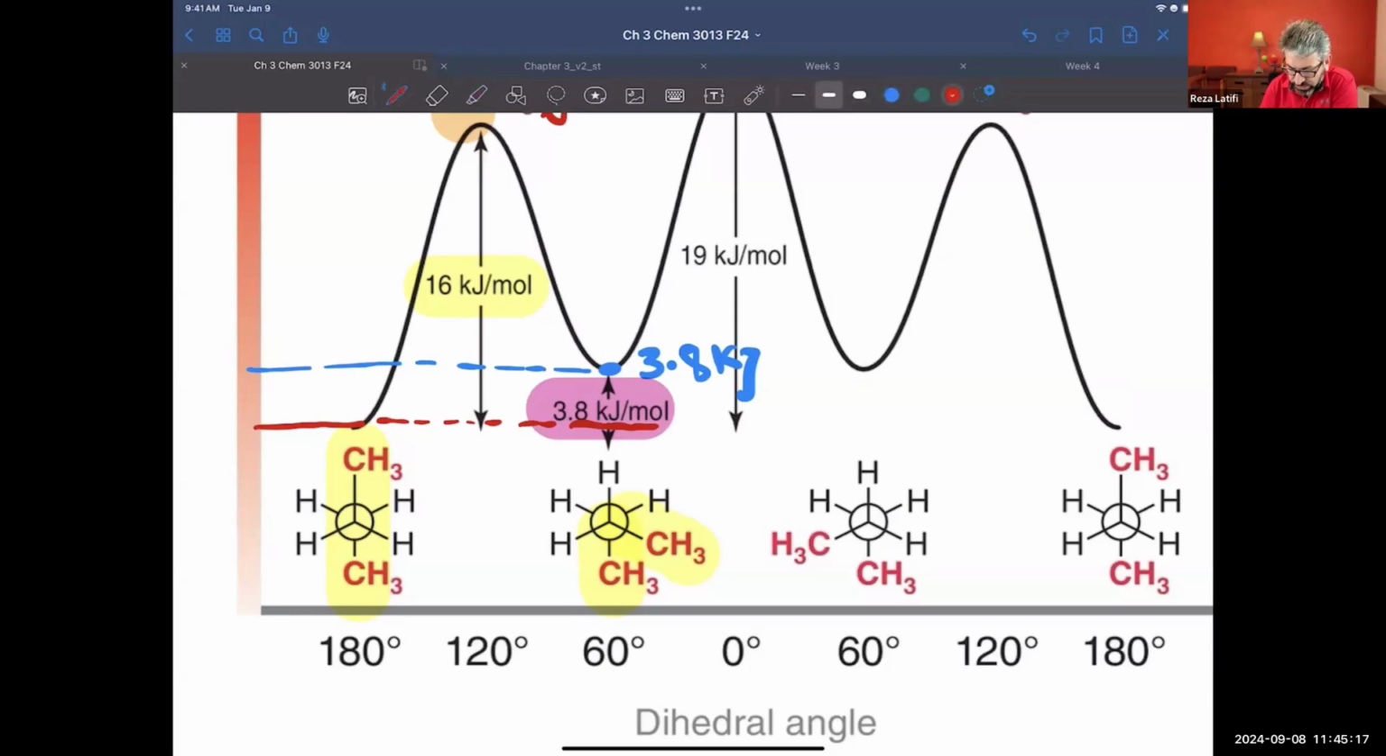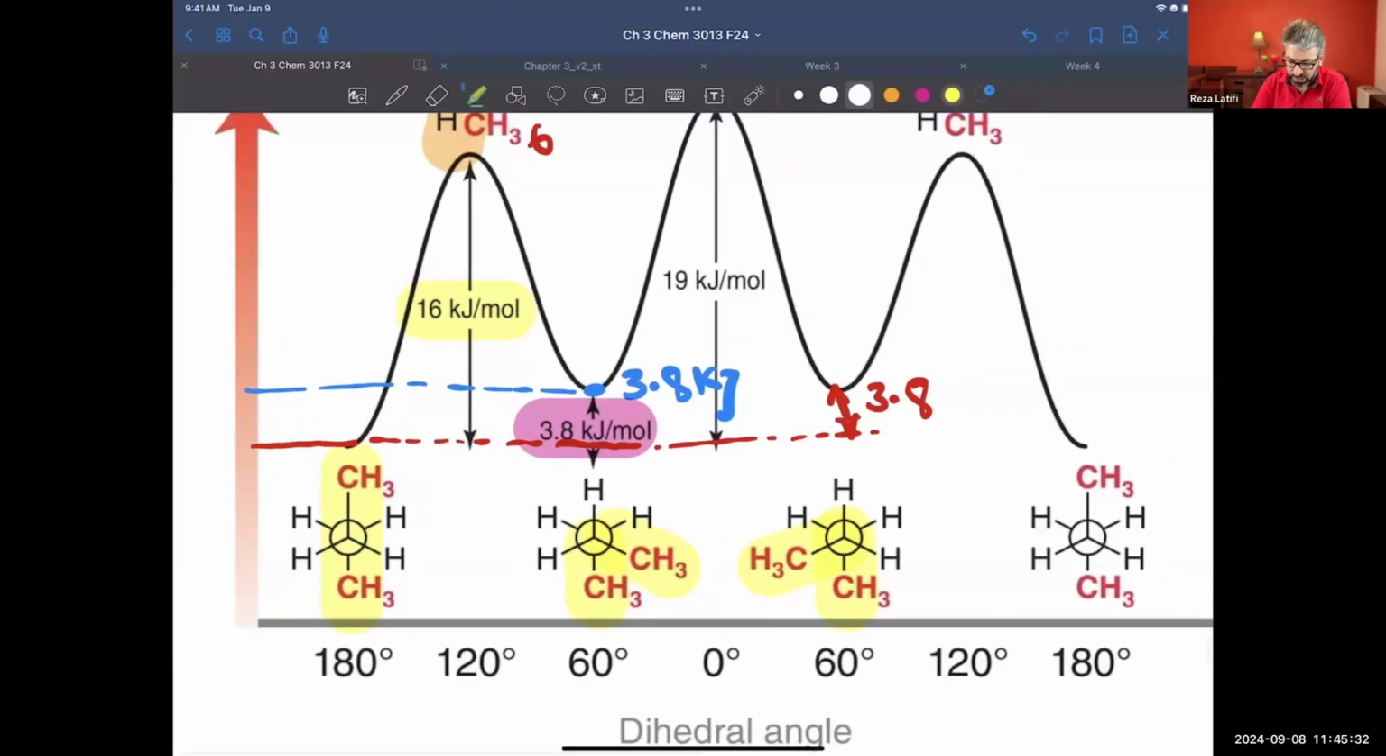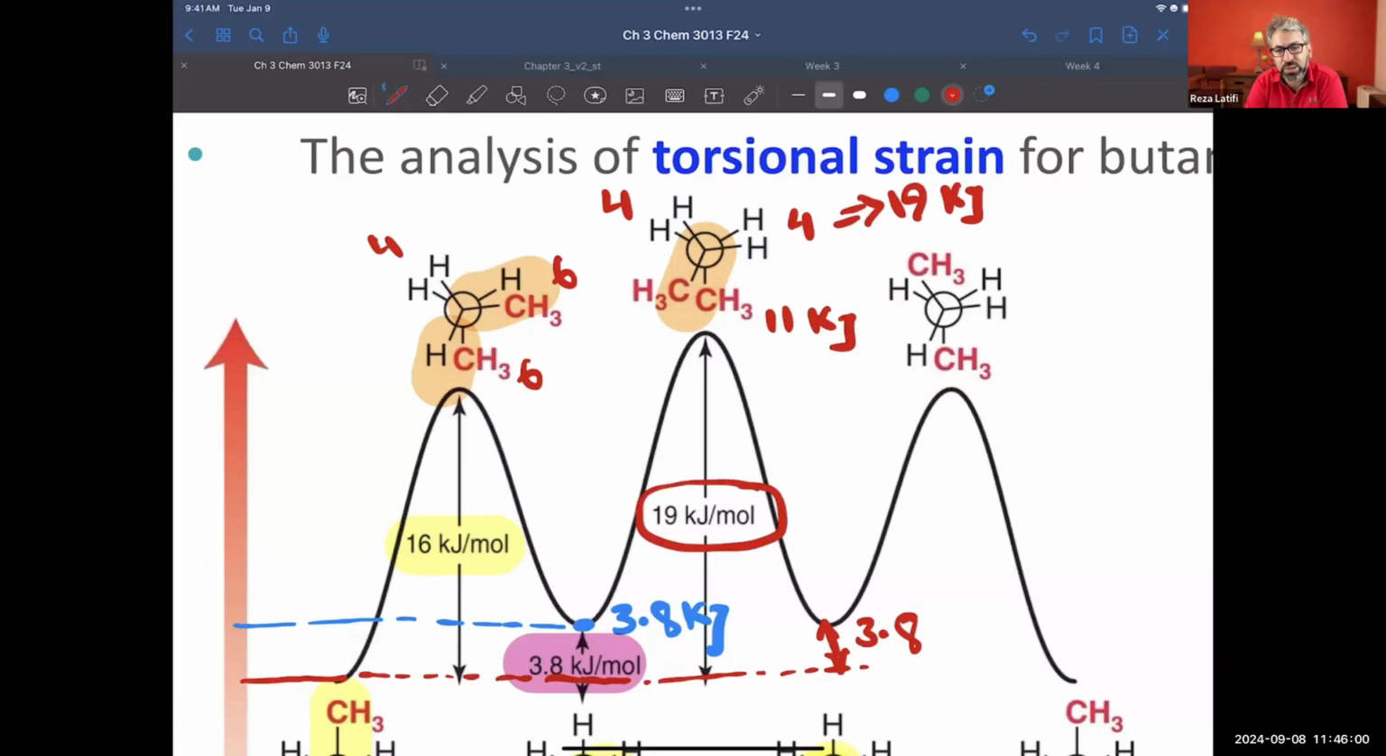Okay, you're going to get another gauche structure, and the gap here again is going to be 3.8. Remember, I said we can have two gauche structures. The methyl group used to be on the right, now it is on the left. But in order to get the second gauche structure, we're going to have two methyls facing each other. Those two methyl groups facing each other are going to increase the energy of the system by 11 kilojoule. Here you have 4, and that one also 4, and that totals 19 kilojoule. This is the answer for that 19 kilojoule barrier.